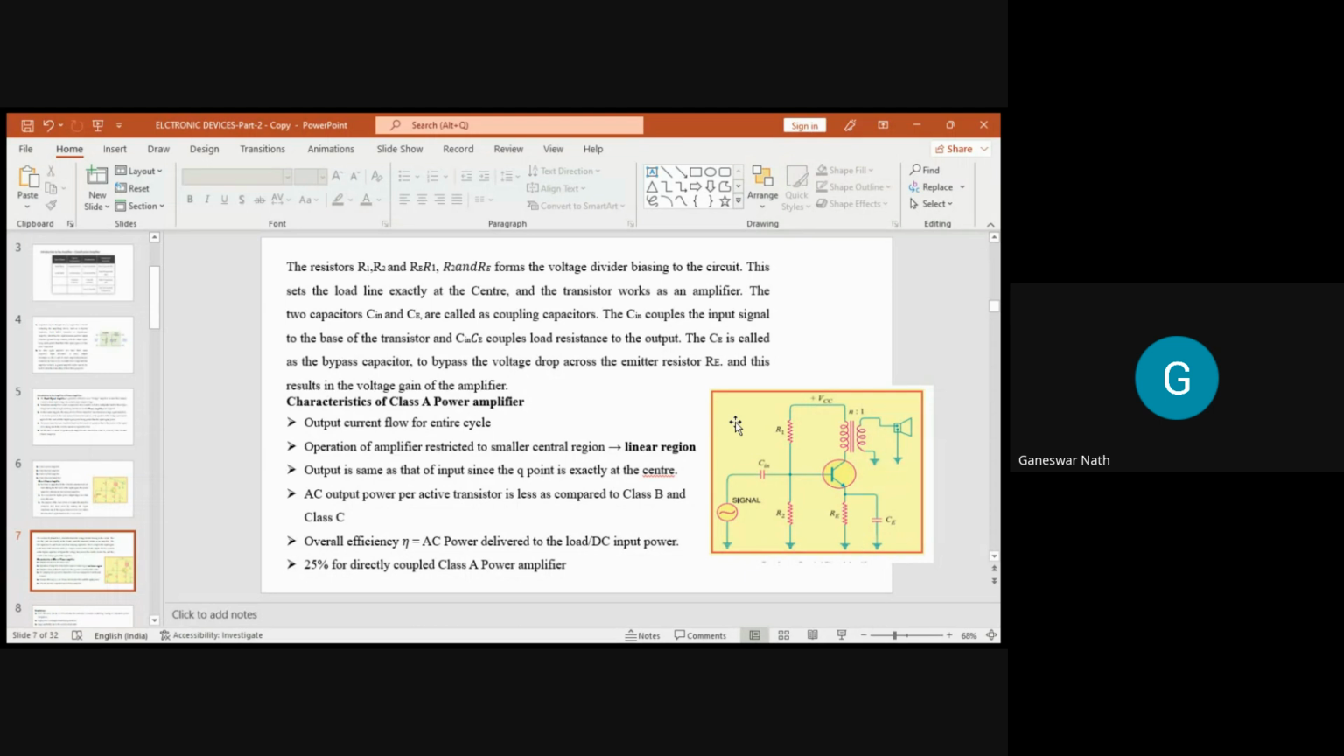Similarly, the two capacitors C in and CE are called coupling capacitors. C in couples the input signal to the base of the transistor, and CE couples the load resistance to the output here. The CE is also called the bypass capacitor. Why? Because it bypasses the voltage drop across the emitter resistor RE, and this results in the voltage gain of the amplifier.